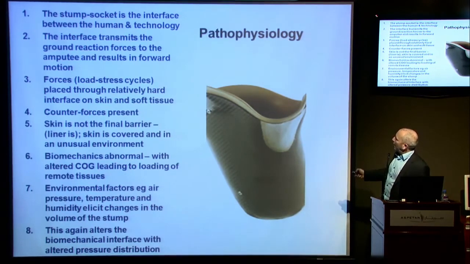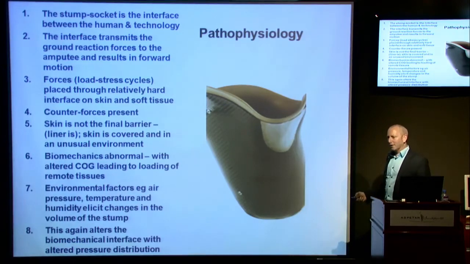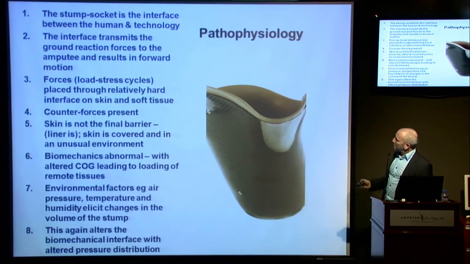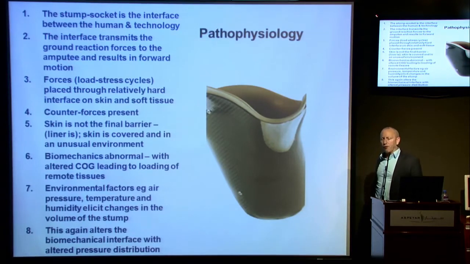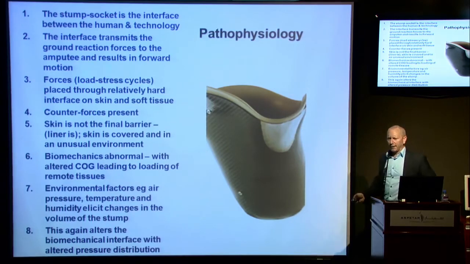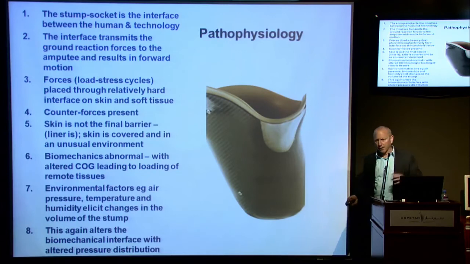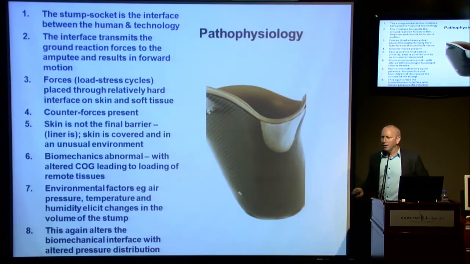So here you have a socket, and we know that the stump fits in to the socket. So this area here is the interface between the human being and the technology that they're going to be using. This interface transmits the forces from the ground, the equal but opposite forces that are going from the ground in reaction through to the human being again, and that results, these forces, in the forward motion. So these load stress cycles are placed through a relatively hard interface, and these are hard interfaces. In fact, I saw a soft socket for the first time the other day, so they are changing, but this is a relatively hard interface on the skin and soft tissue.